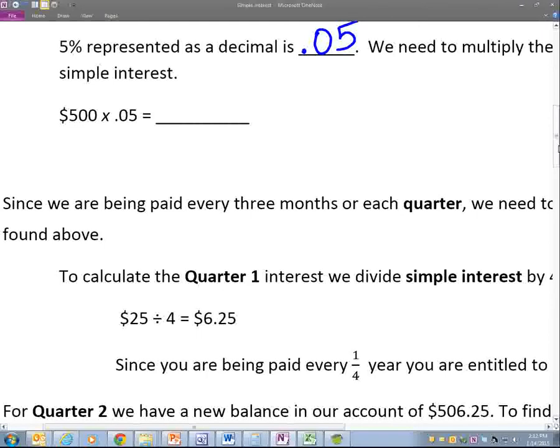And I want everybody to do all the calculations that we're going to be doing here because this is practice for your homework. Corey, what'd you get? 25. $25, yes. Make sure you have the units in there, people. Okay? $25.